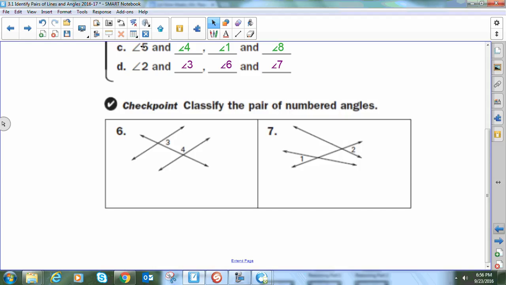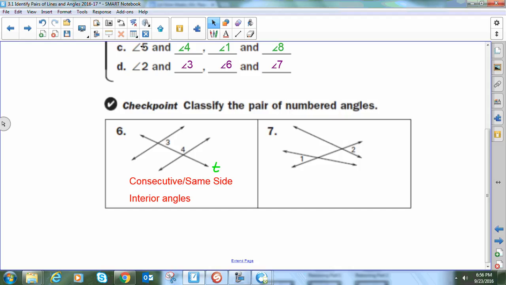Angle 3 and angle 4. So here, because this line is the one that crosses the other two, that must be considered the transversal line in this case. So 3 and 4 are on the same side of it, and they're inside the other two lines, so those are either going to be same side angles or consecutive interior angles, depending on how you want to refer to them.